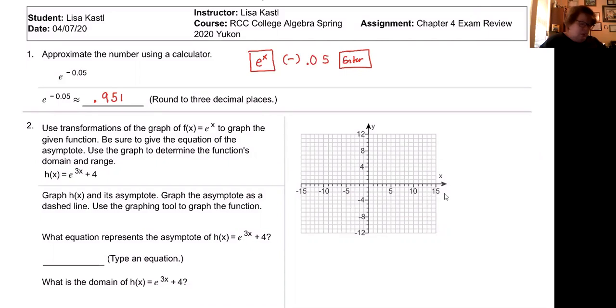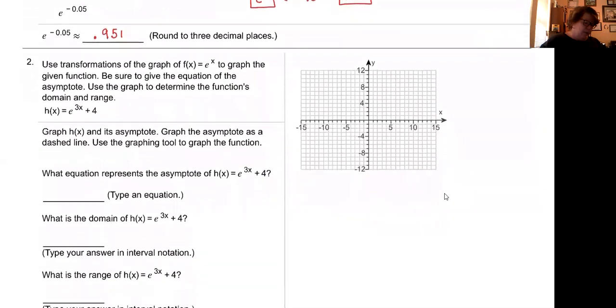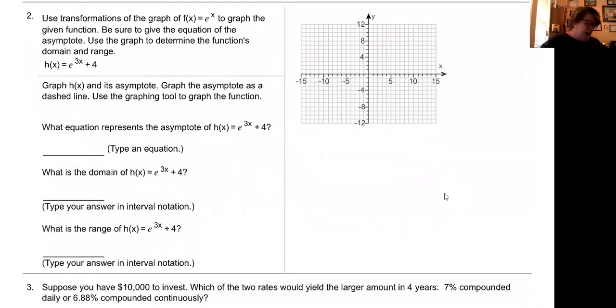Problem 2, use transformations of the graph of f of x equals e to the x to graph the given function. Be sure to give the equation of the asymptote. Use the graph to determine the function's domain and range. All right, so what are we doing here? We got a couple of things going on.